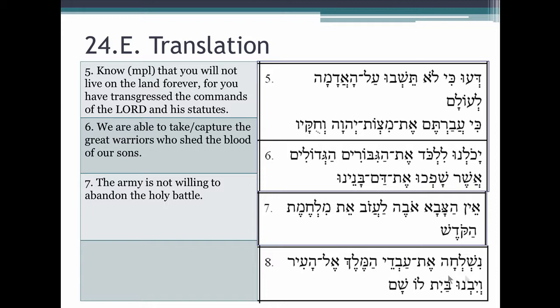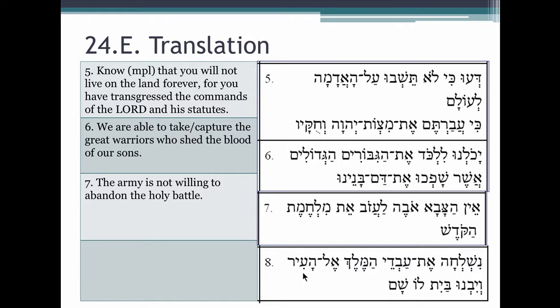Number 8, nishlakha, noon prefix, discernible lemma, shalach, komets hey attached. We have a cohortative form, first common plural. So let us send et avde, direct object marker, avde hamelech, noun, noun. This is avadim, okay, plural, masculine plural, but in the construct, noun, noun, construct relationship, the im ending changes to sarayod. So let us send the servants of the king, el ha'ir, to the city.